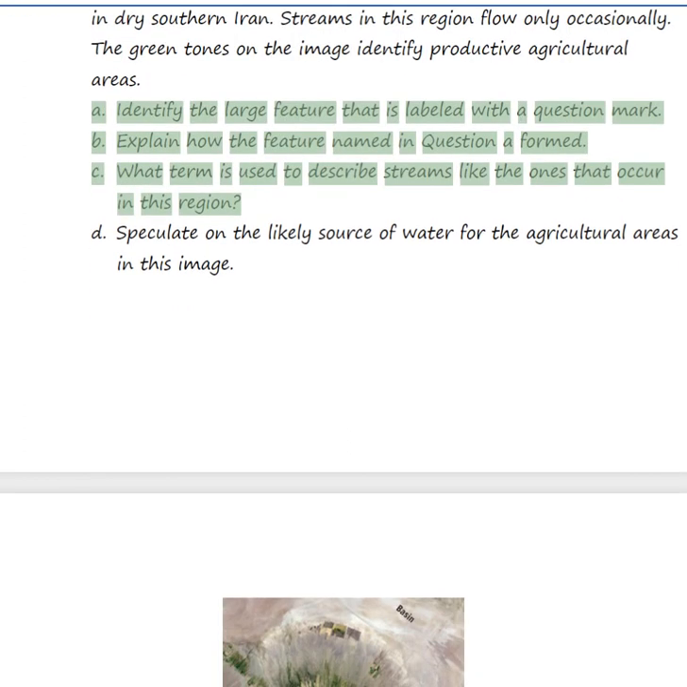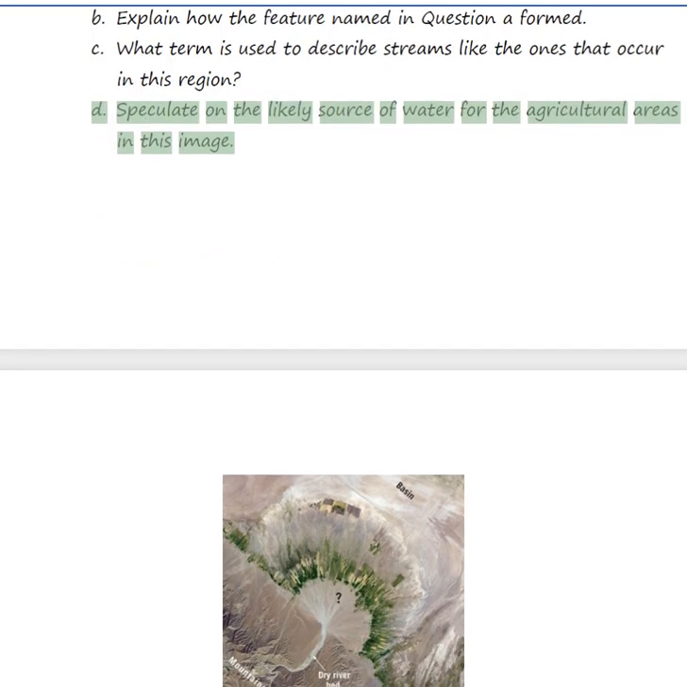A. Identify the large feature that is labeled with a question mark. B. Explain how the feature named in question is formed. C. What term is used to describe streams like the ones that occur in this region? D. Speculate on the likely source of water for the agricultural areas in this image.